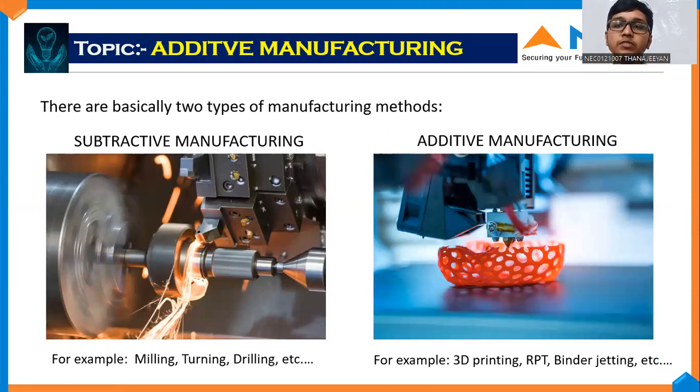In subtractive manufacturing, we will be removing the material layer by layer in order to get the required shape of a component. For example, milling, turning, drilling, etc. And in additive manufacturing, we'll be adding the material layer by layer in order to get the required shape of a component. For example, 3D printing, RPT, binder setting, etc.